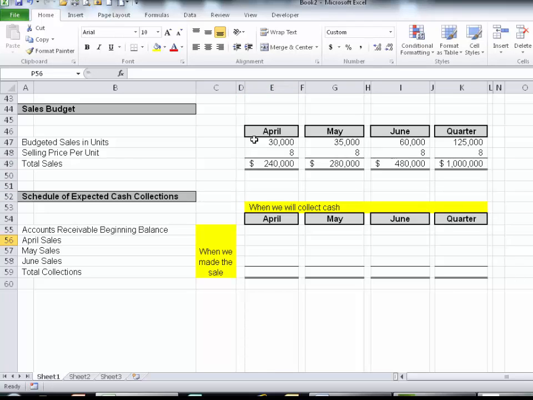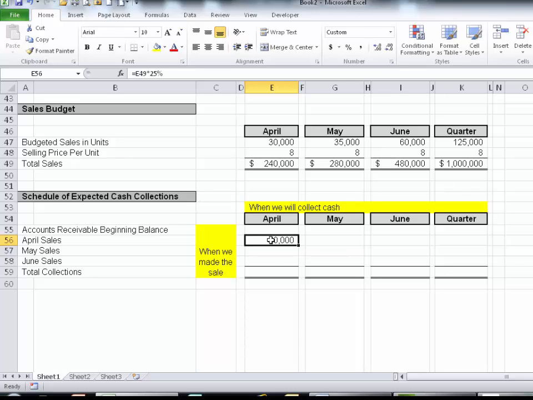So when I come down here, my April sales collected in the month of sale, which would be April, is 25%. So I will take my sales and multiply it by 25%. This tells me that of April sales, I collected 60,000 of them in April.